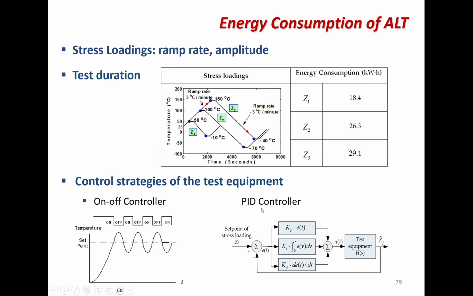For instance, you have an on-off control, you have a PID controller. If your controller has very strong capability to control the temperature, for instance, to match exactly what you have in mind, then if you control the temperature as hard as possible, that means you're going to consume more energy. Remember, you're working very hard on controlling something, which takes too much effort. So again, the energy consumption depends on how you apply the stress, how long the test will be, and how you control the test equipment. This work involves statistical analysis, optimization, and also the use of control theory.